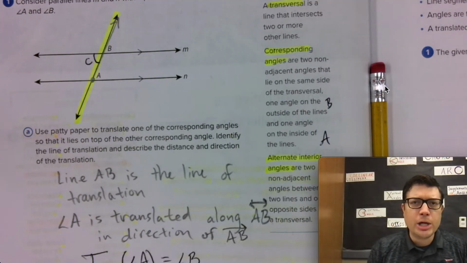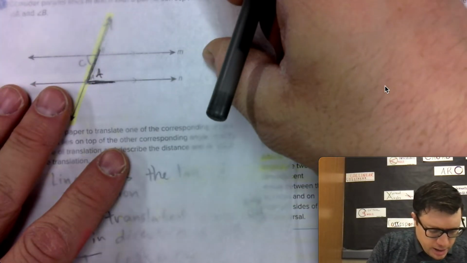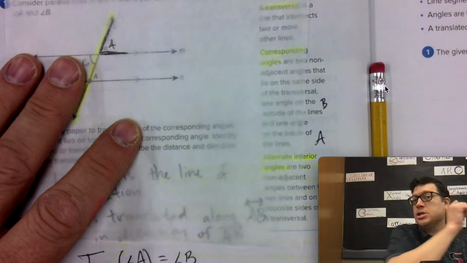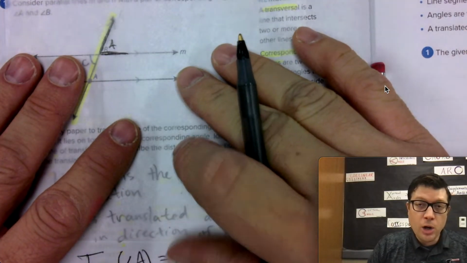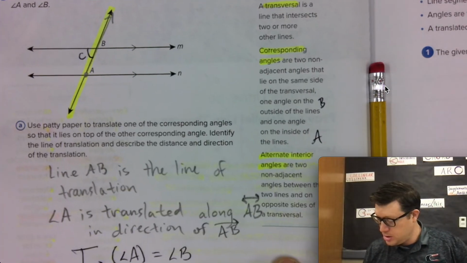Is angle A congruent to angle B? Just a little quick measurement. Angle A right there is about that big, and angle B, when you slide angle A on top of angle B, yeah, they are. Angle A is congruent to angle B because of translations.